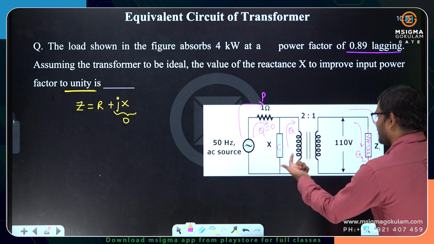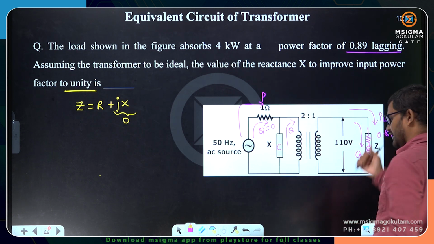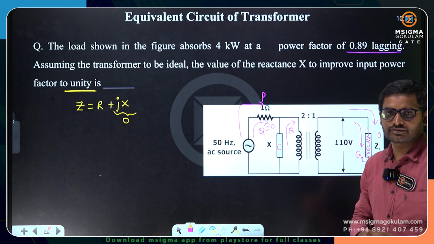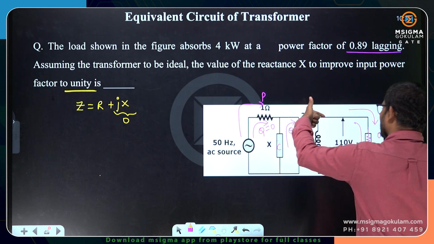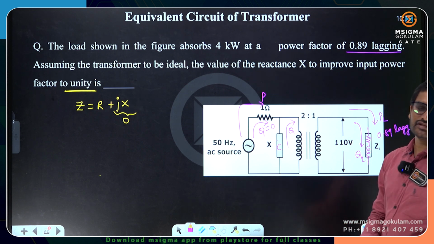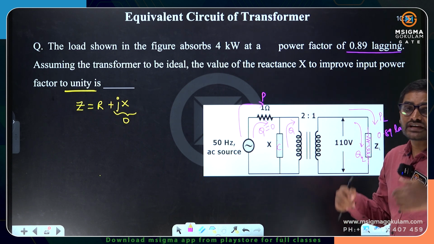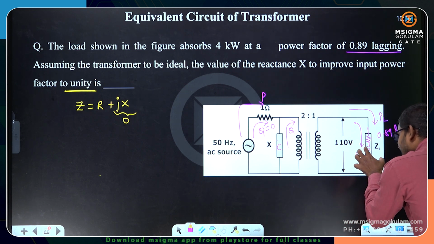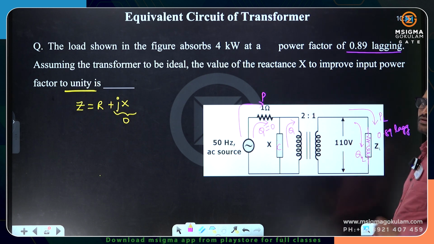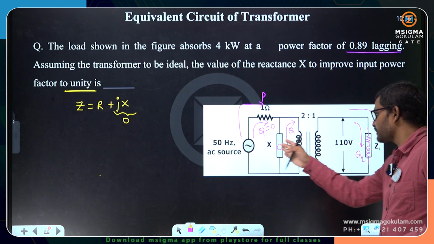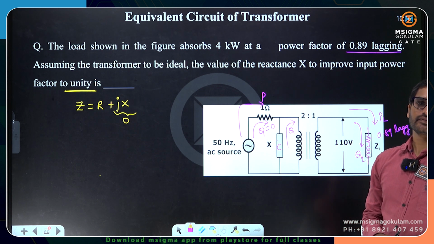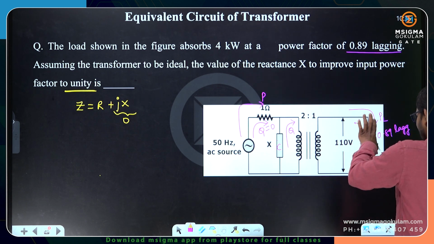Or otherwise, a capacitor can deliver the reactive power and an inductor can absorb the reactive power. In that way also you can assume. If the capacitor delivers the reactive power, the inductor will consume it. Now the question is, how much is the reactive power demanded by the inductive load? Accordingly, I can place a capacitor.